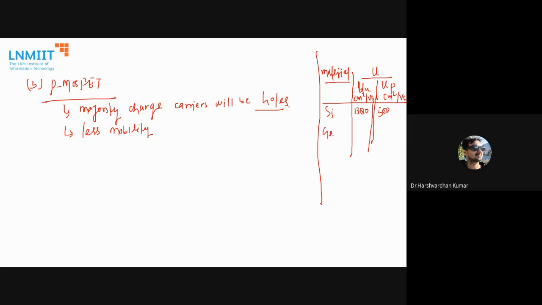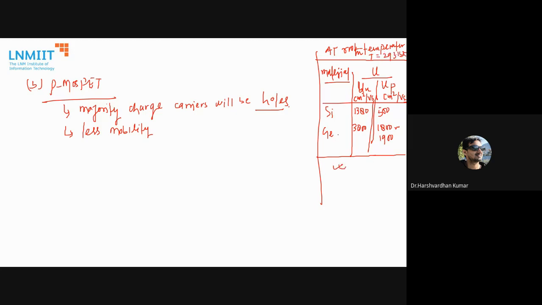If I talk about germanium, the electron mobility is nearly 3800 and hole mobility is nearly 1800. Somewhere you can also see 1800 to 1900. These are the two basic semiconductor materials for which you have to remember the mobility data. This mobility is at room temperature, which means T is equal to 293.15 Kelvin.